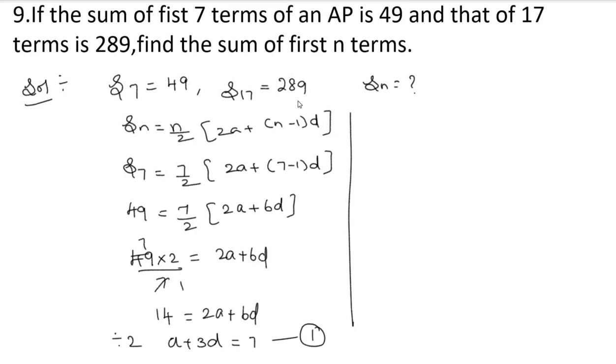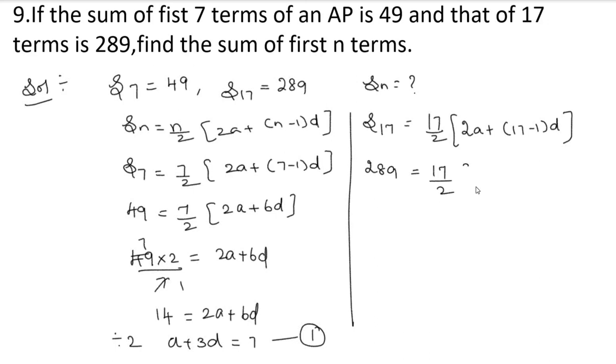This is the first equation. Now I'm going to take S17 is equal to 289. S17 is equal to 17 by 2 into 2A plus 17 minus 1 into D. It means 289 is equal to 17 by 2 into 2A plus 16D. When I take 2 outside, I get A plus 8D. So I can cancel 2 in this place.